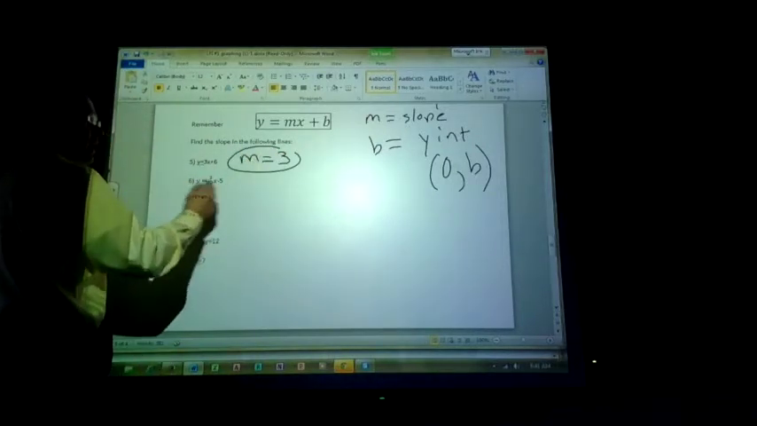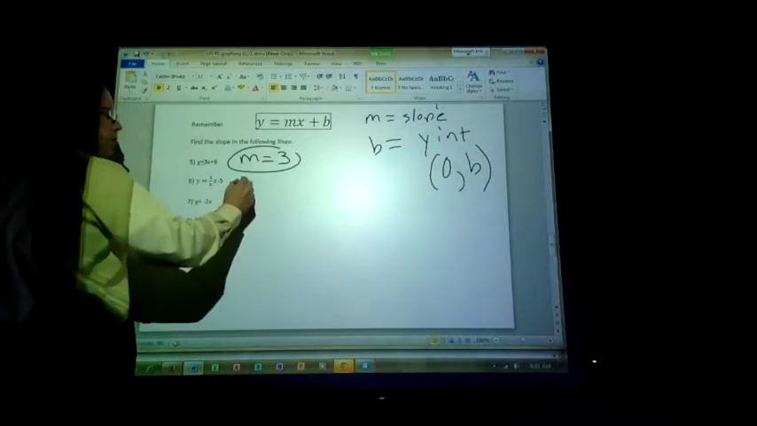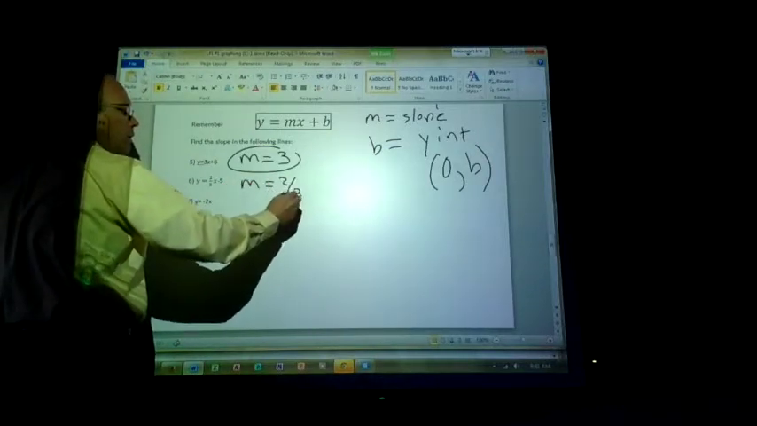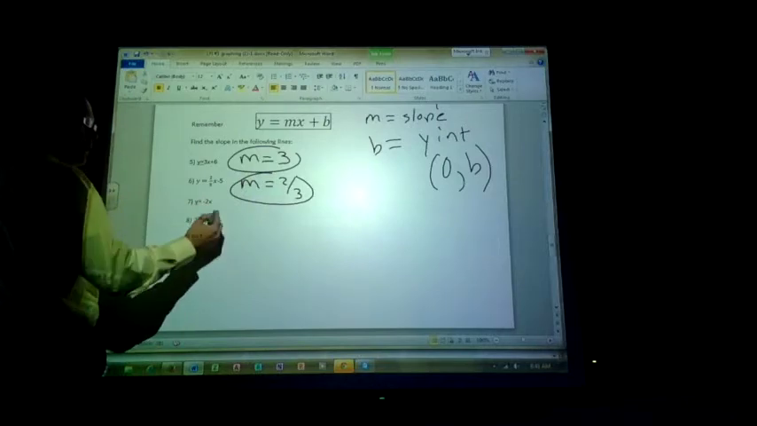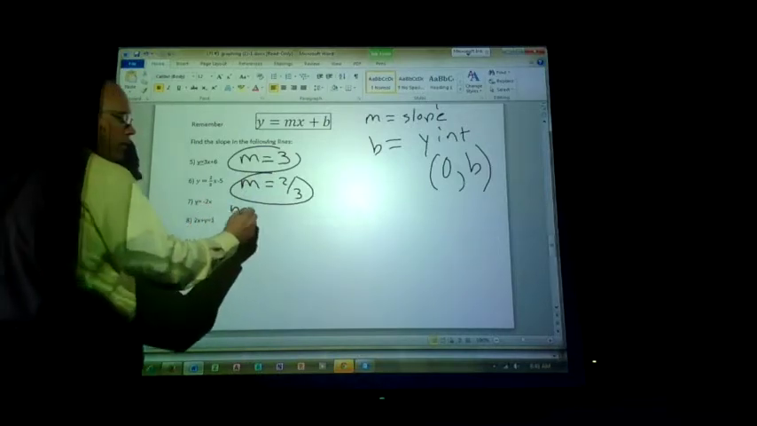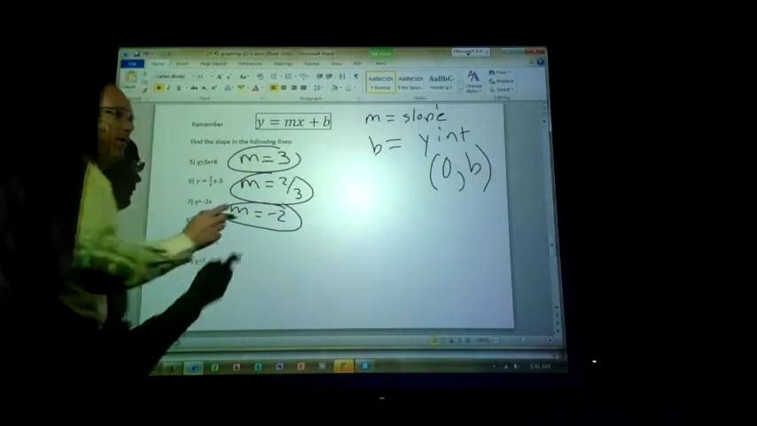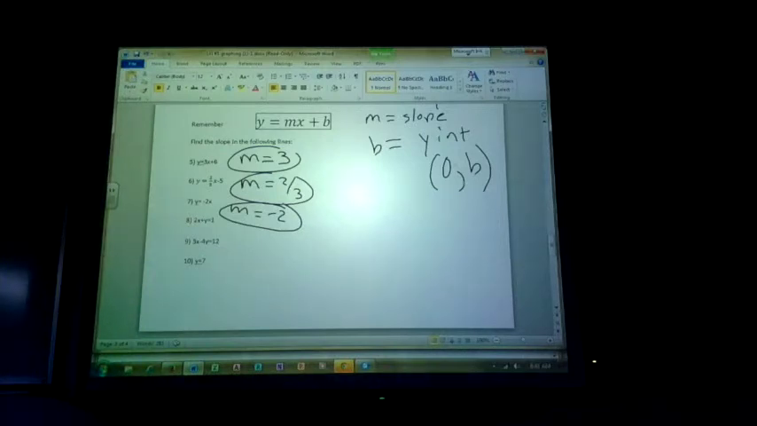Okay? So the slope of this first one is equal to 3. What's the slope of the second one? 2 thirds. What's the slope of the third one? Negative 2. Is it rising or falling? It's falling, so the slope is negative.